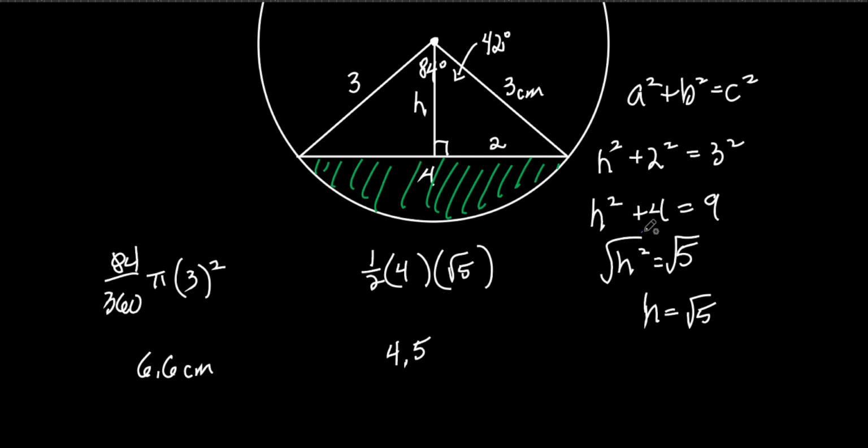I subtracted 4 from both sides. Thought you could do that in your head. That's why I didn't put that step down. All right. So subtract 4. 9 minus 4 is 5. Take the square root to get rid of the square. And that's how I get it.